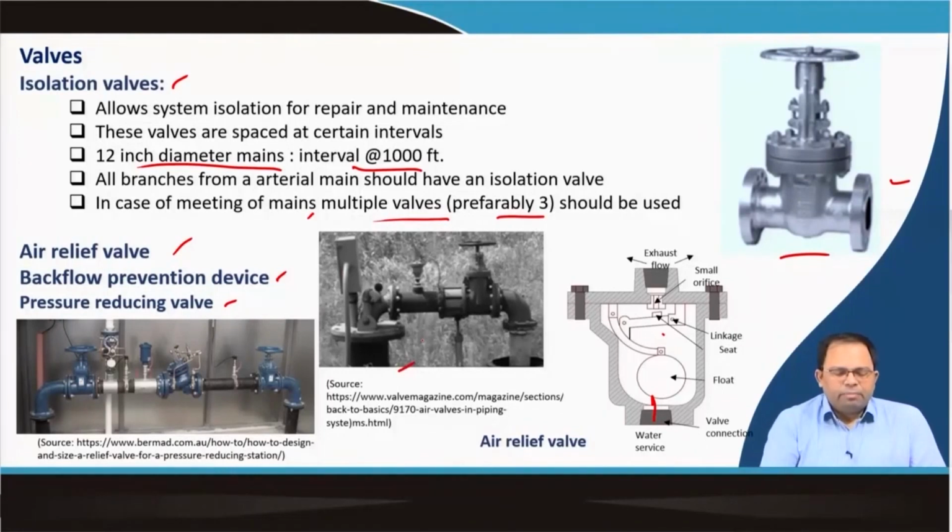Similarly, we have a backflow prevention device, so that water cannot flow back inside the system. That means it only moves in one direction, it cannot come back. So, this kind of device is used. And then there is the pressure reducing valve. If in some places the pressure exceeds, there could be many reasons for that, a pressure reducing valve would be able to take care of that. So, these are the different valves.